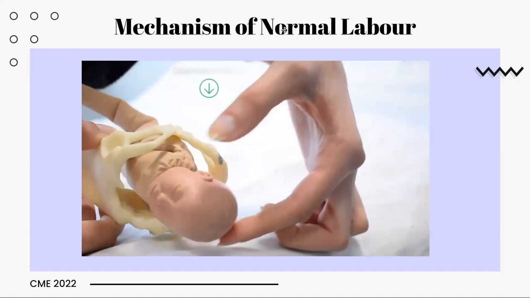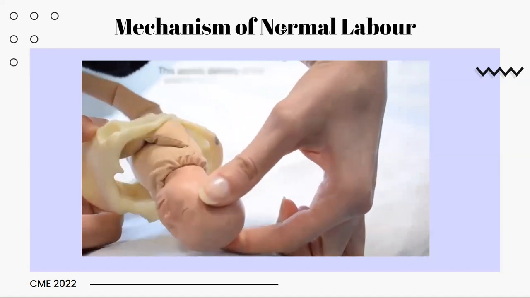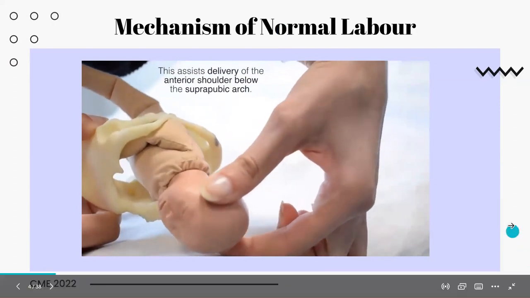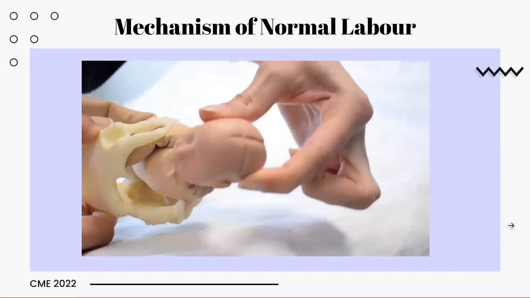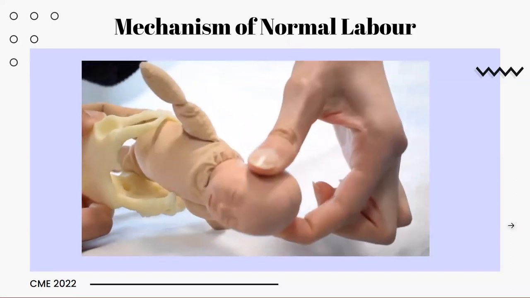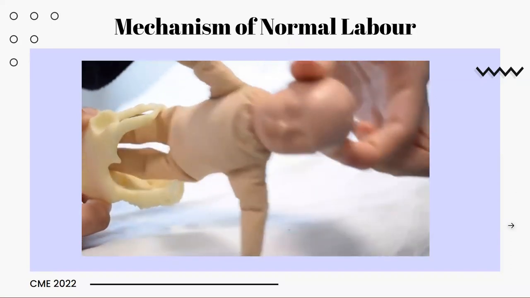Delivery of the shoulders and body. The midwife applies downward traction to the fetal head to assist the delivery of the anterior shoulder below the suprapubic arch. This is followed by upward traction, assisting the delivery of the posterior shoulder. The baby can then be delivered.